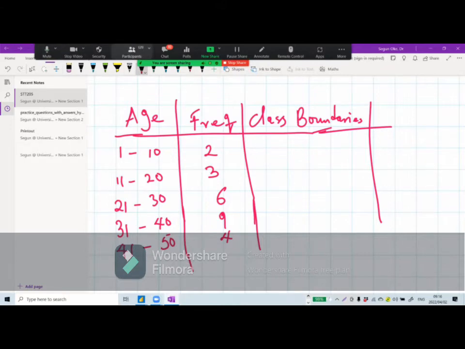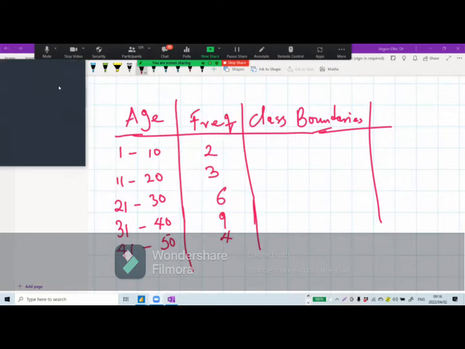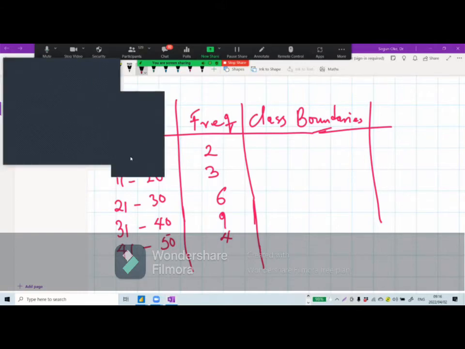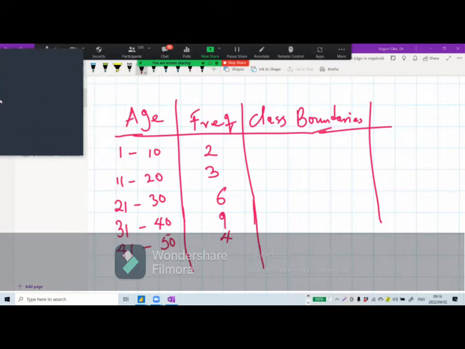So at this point, who can tell us the class boundaries? Yes, the class boundary for the first one. Hello, Mr. Sally, can you hear me? The first class boundary is what? 0.5 to 10.5. Yes, 0.5 to 10.5.